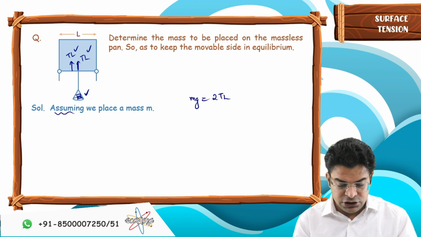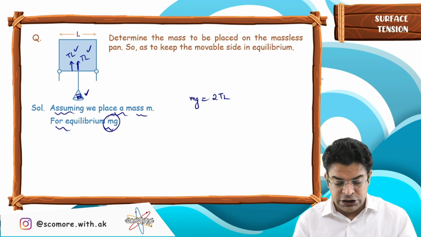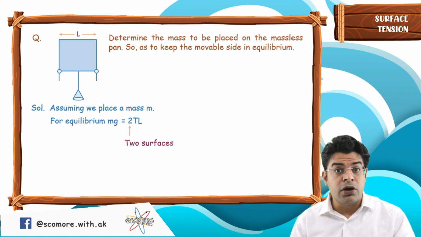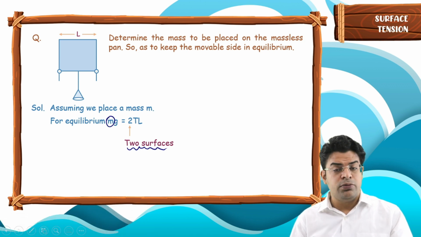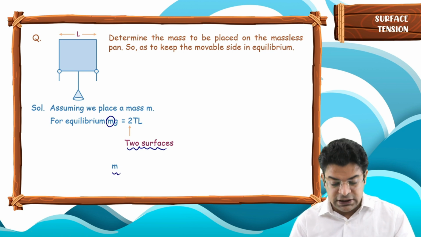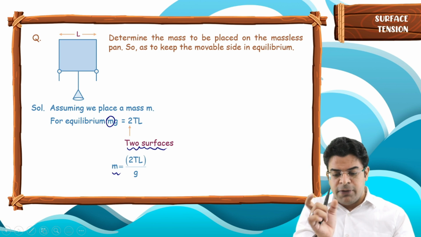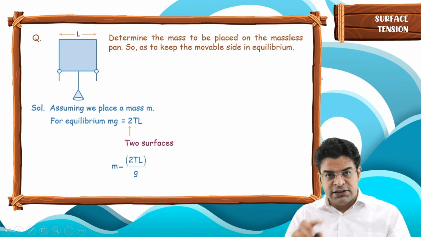So you will say, assume that we place a mass m on the pan. For equilibrium, mg has to be equal to 2TL. Why do you get a 2? Because there are two surfaces. So they are asking you how much mass has to be placed. The mass that has to be placed is nothing but 2 times surface tension times the length of this movable part divided by g, 2TL by g. Let's see the next example.